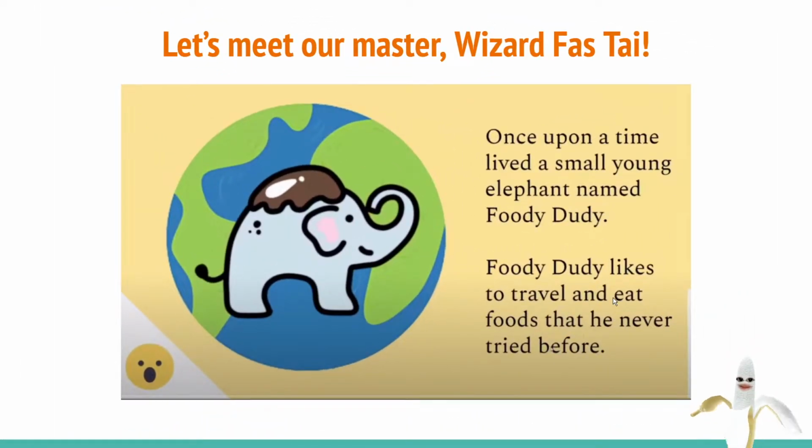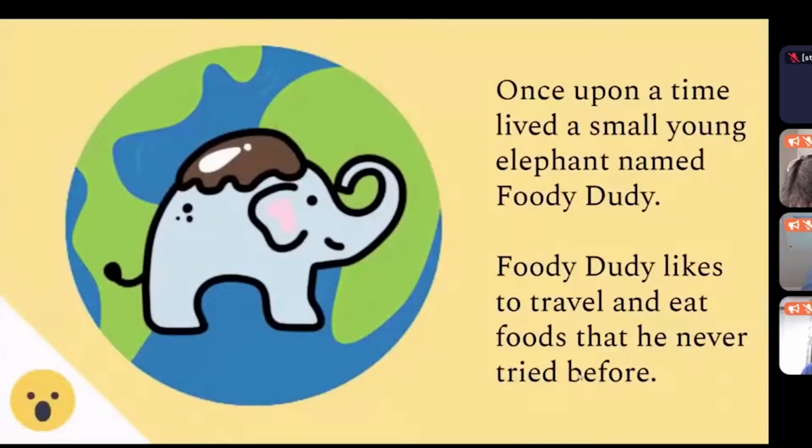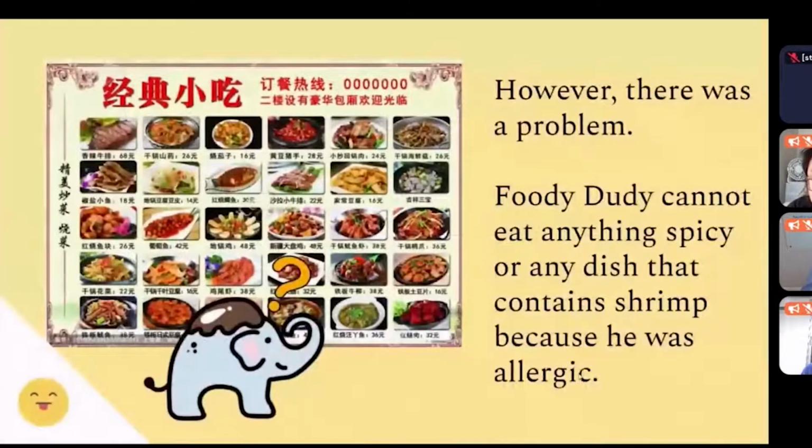And now let's meet our master, who's going to be training our course, Wizard Fastai. Once upon a time, there lived a young small elephant named Foodie Doody. Foodie Doody likes to travel and eat foods that he never tried before, all around the world. However, there was a problem. Foodie Doody cannot eat anything spicy or any dish that contains shrimp because he's allergic to shrimp.